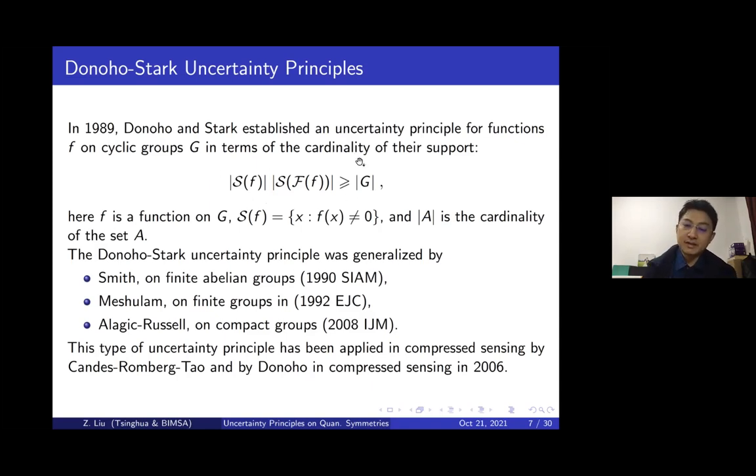And this kind of uncertainty principle is pretty interesting. And this has been generalized to other group symmetries, like from cyclic groups to finite abelian groups by Smith in the 1990s, and then Meshulam on finite groups, and then by Alagic and Russell on compact groups. And furthermore, this kind of uncertainty principle has been used in compressed sensing by Candes, Romberg, Tao et al.